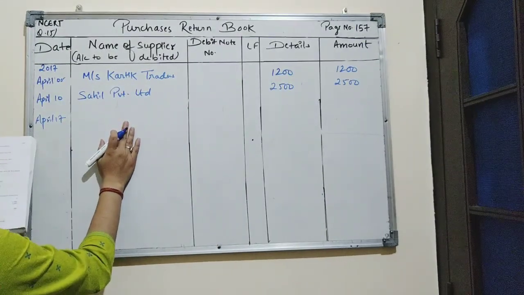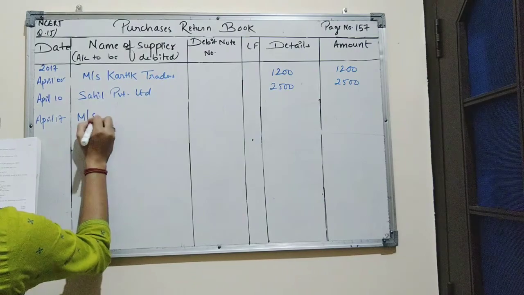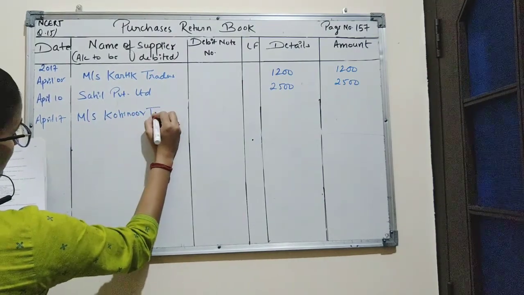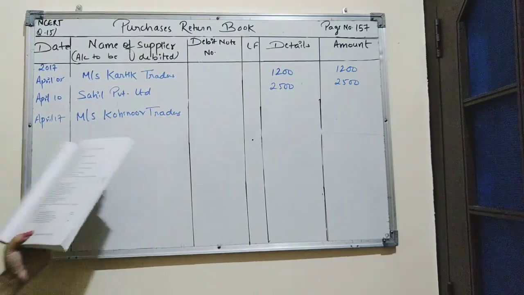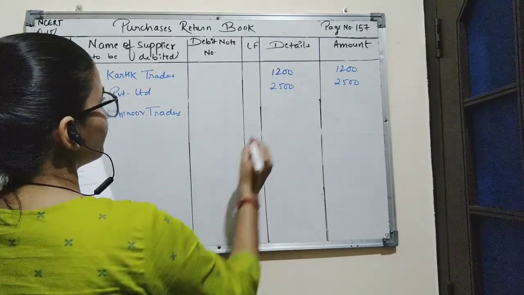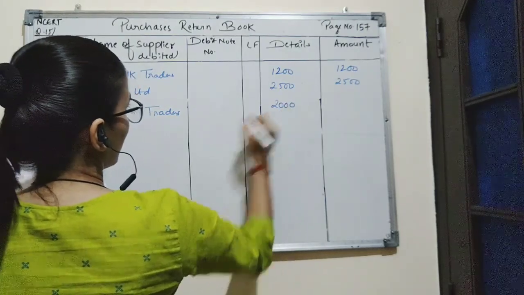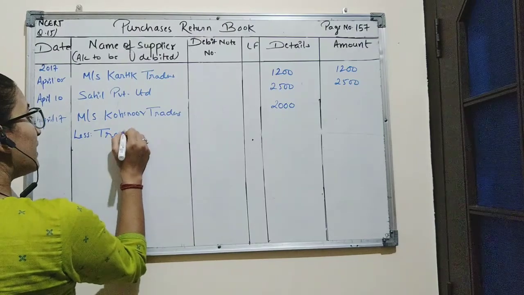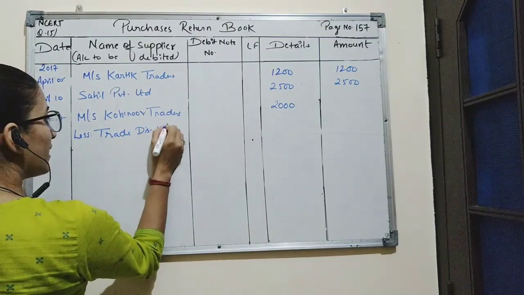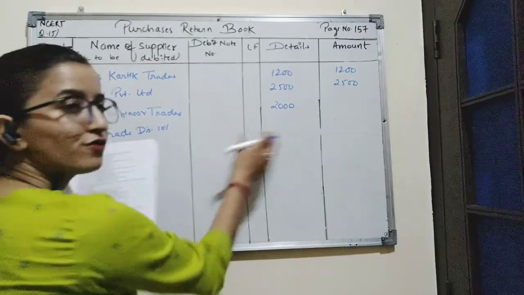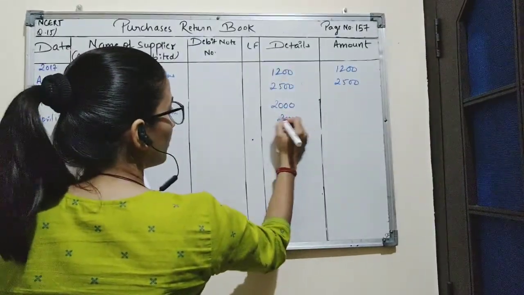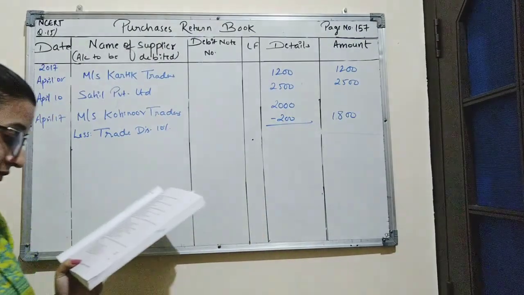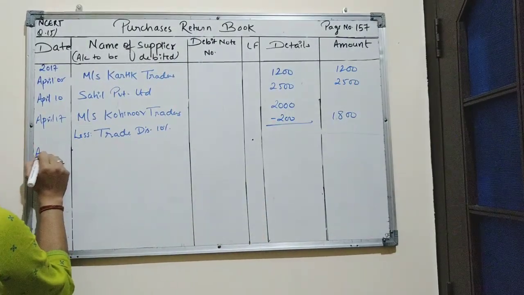Now here the name of supplier is Miss Kohinoor Traders. And the amount here is 2000, but there is a trade discount also, so we will subtract trade discount of 10%. So 10% of 2000 will be 200. So amount here will be 1800.